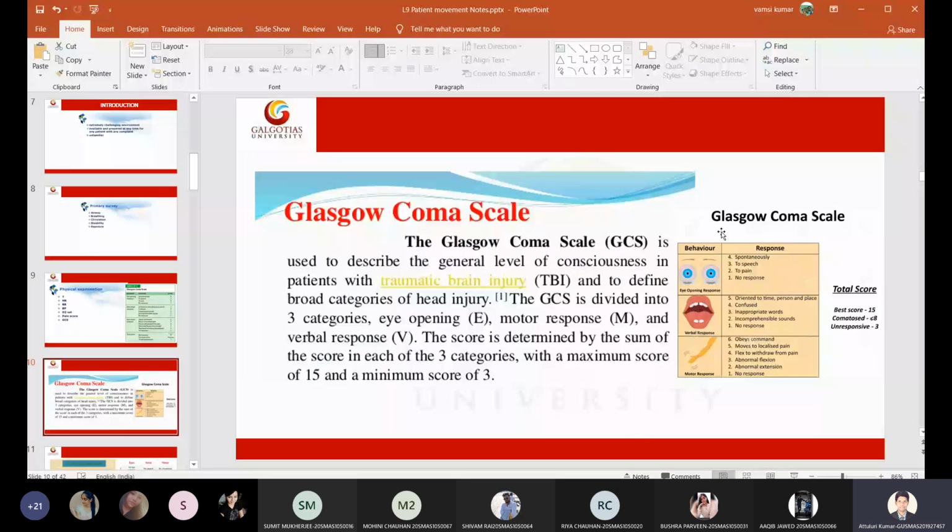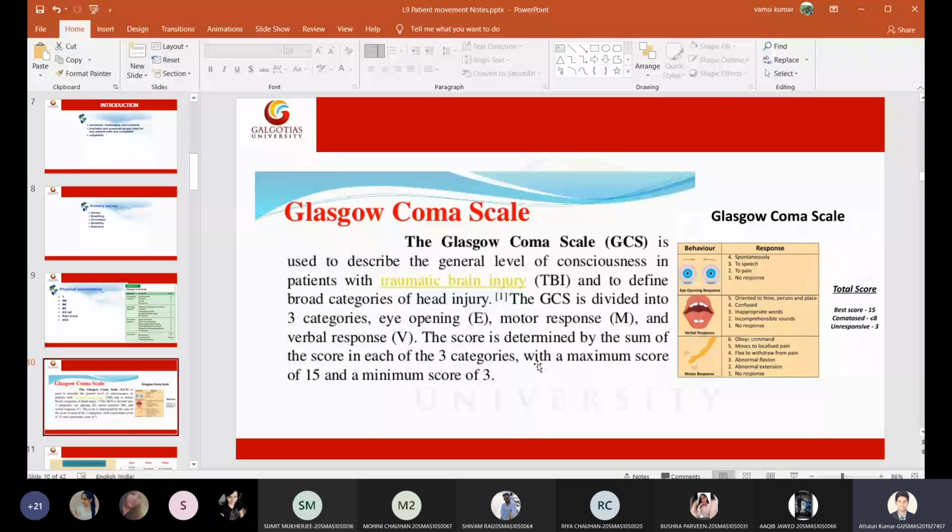The Glasgow Coma Scale is used to describe the general level of consciousness of a patient who has these 3 problems: eye opening, motor response or movement, or verbal response. So we will ask the patient what his name is. If he's telling his name, that indicates his airway is normal. When he replies to us, that definitely indicates he has proper breathing. He has good breathing, so we need not worry about his breathing issues.